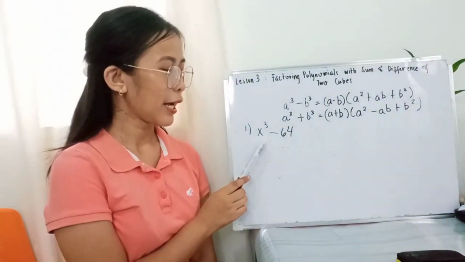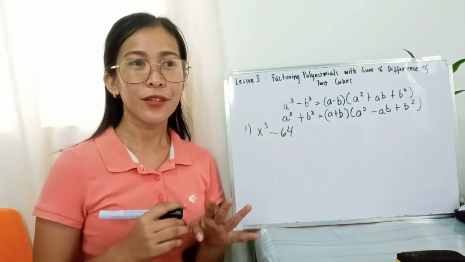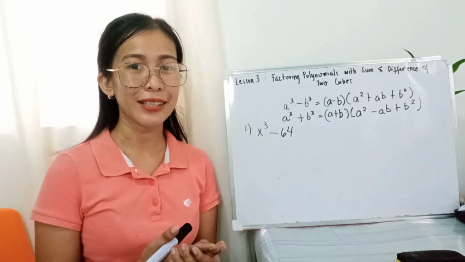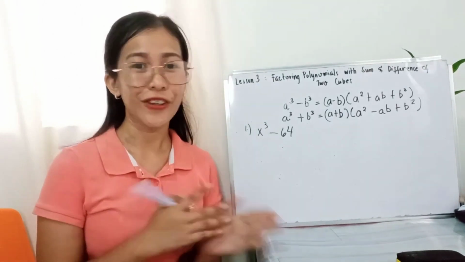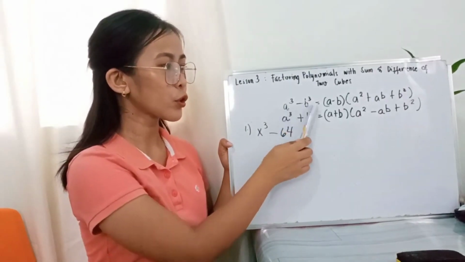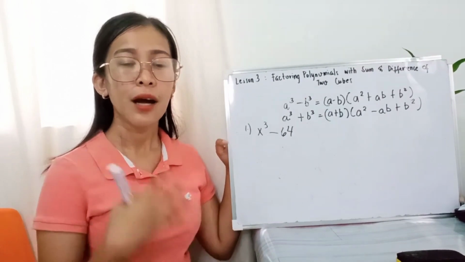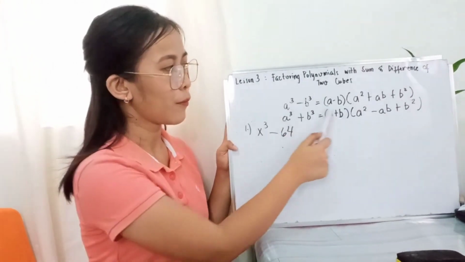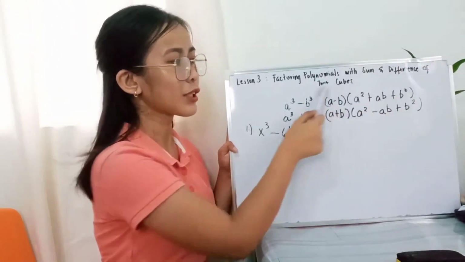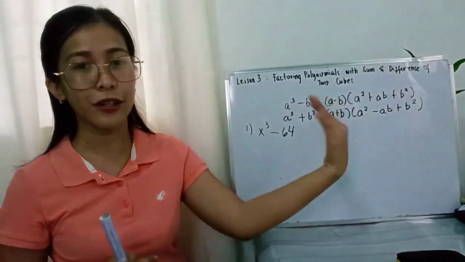Okay, so take a look at our first example. We have here x cubed minus 64. I want you to listen properly para mas madali nyo itong maintindihan. Alam kong kayang-kaya nyo to. So, we have here a difference of two cubes. Therefore, what form are we going to use? This form. So, ang dapat makuha nating sagot is ganito, kagaya ng mga operations na meron dyan.